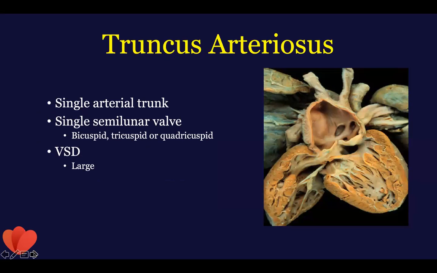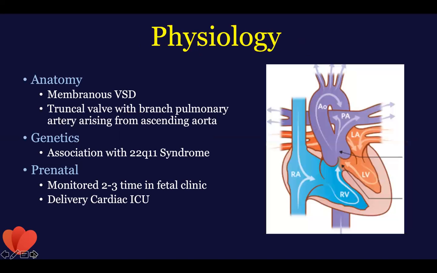So the other one that's nicely diagnosed in the 3-vessel view is another conal truncal lesion called truncus arteriosus. Again, there's a single arterial trunk that comes out of the 4-chamber. This semilunar valve can be bicuspid, tricuspid, or quadricuspid. We usually cannot tell that by fetal echo. That's something we see in pediatric transthoracic. And there's a large ventricular septal defect between the 2 chambers. So again, this is associated with 22q11. These patients are seen 2 to 3 times and go to the cardiac ICU after delivery.